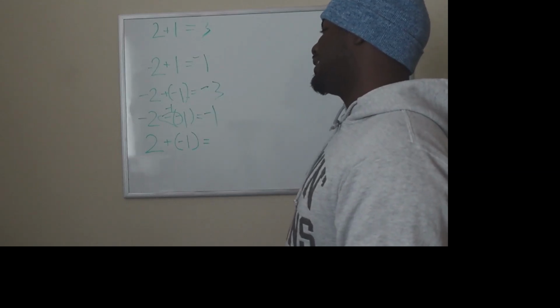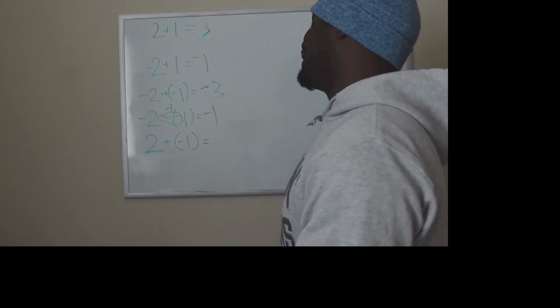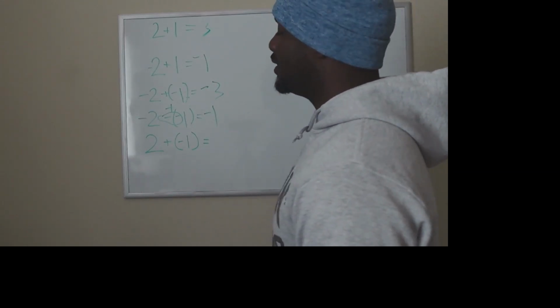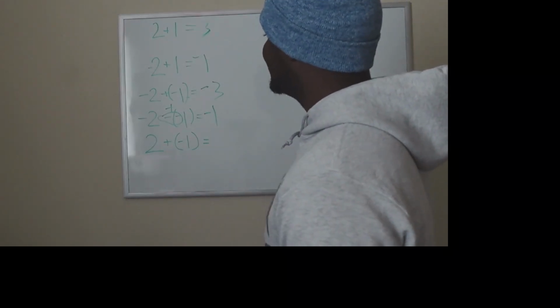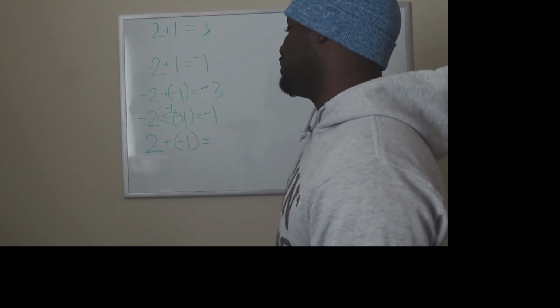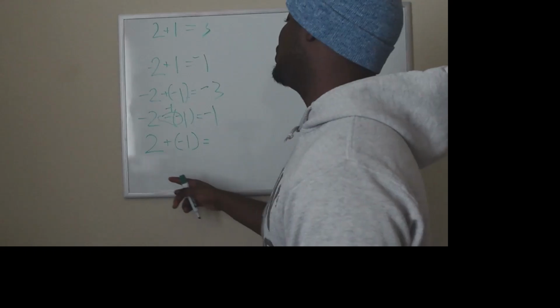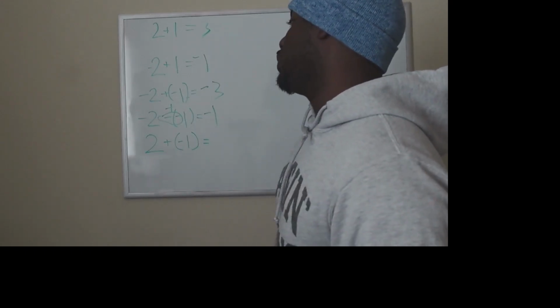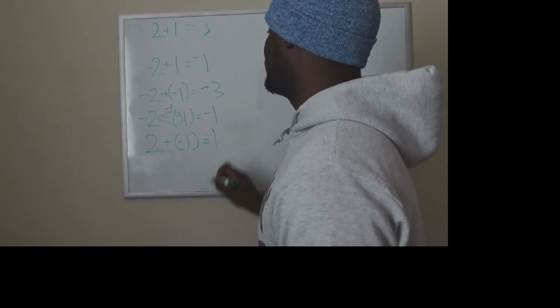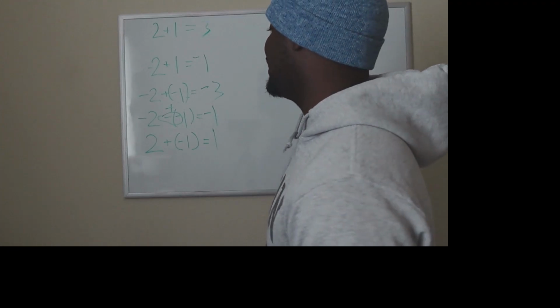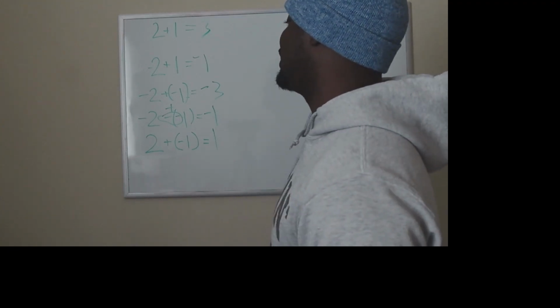So the last one. It's just basically 2 plus a negative 1. It's the same thing. We're adding 2 different signs, so it can be treated like subtraction. 2 minus 1 is 1. Which one has the greater sign? The 2 has the greater sign. So your answer is positive 1.